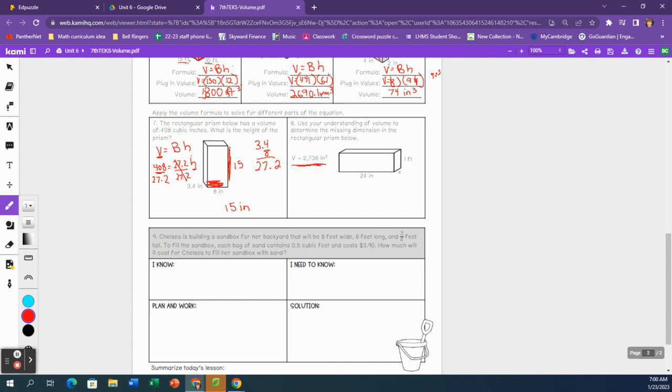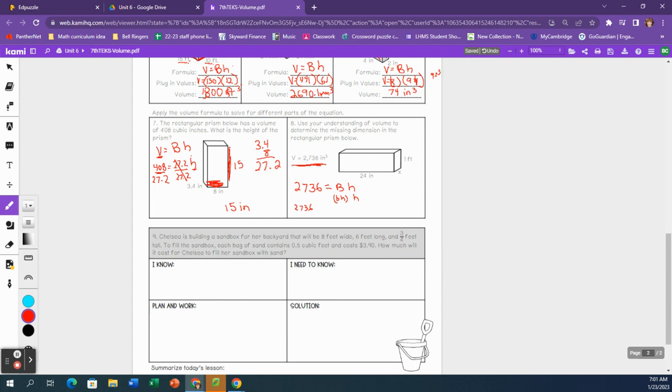Well, we already know the volume. So the volume is 2736. Okay. Oh, this one's even trickier. We know the height. So you have your base, and your base is going to be your base times height, and then that's going to be times your height.